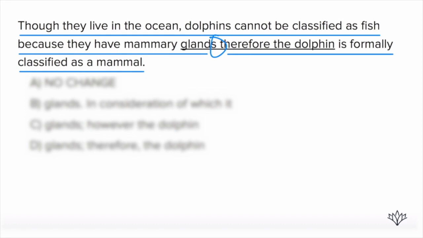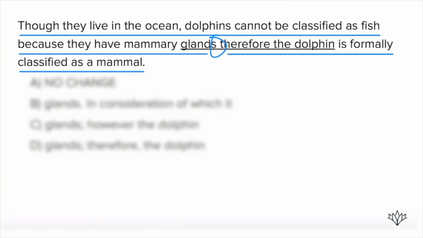Now, in this case, what would make the most sense? What would make the most sense is a semicolon. Why? You want to use a semicolon when your second thought is adding on to or connected to your first thought, and that's definitely the case here. Let's take a look at it. "Therefore, the dolphin is formally classified as a mammal." That's adding on to what was said in the first part of the sentence.